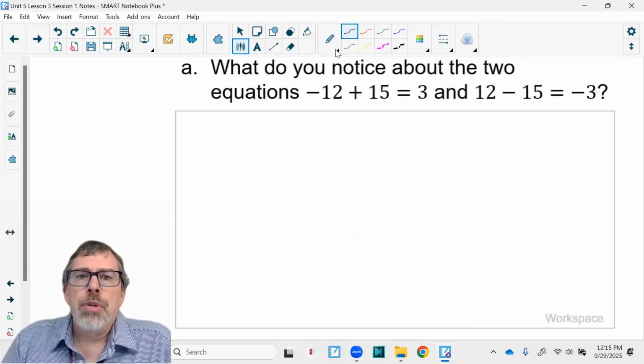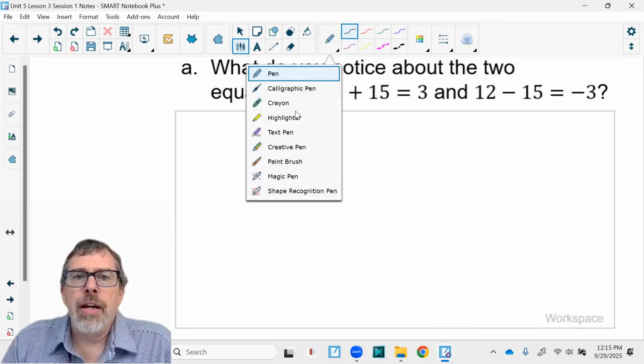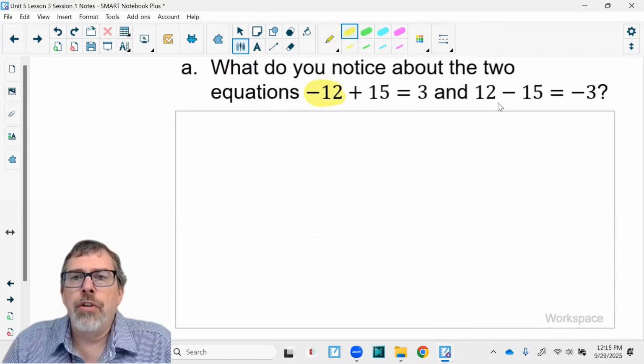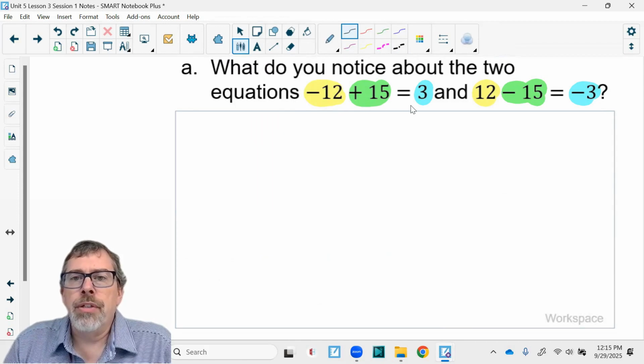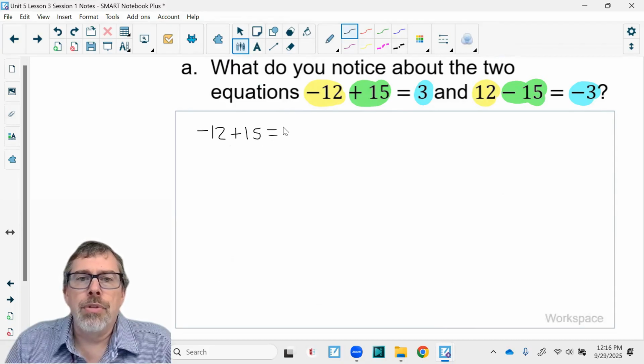So what do you notice about these two equations? Let me get my highlighter out. We have a negative 12, but on this one it's positive. We have a positive 15. On this one it's negative 15. And we have a 3 over here, and we have a negative 3 here. So how can I get this equation to be this equation? In other words, negative 12 plus 15 equals 3. How do I make that become 12 minus 15 equals negative 3?